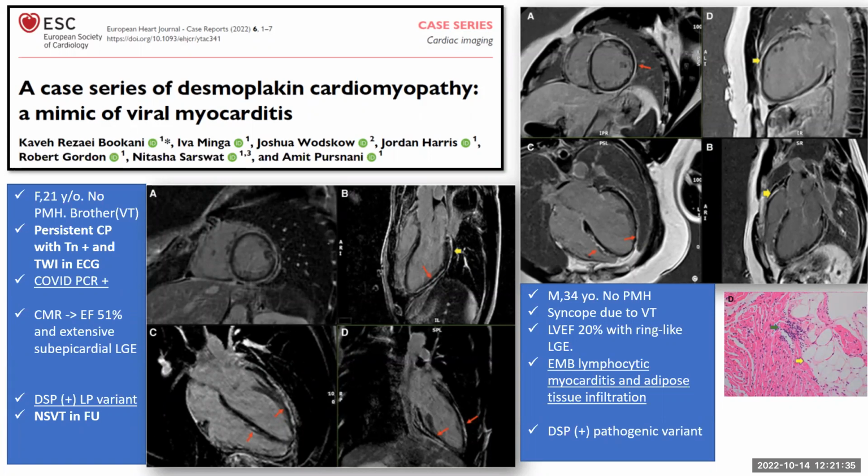On the right, we can see a 34-year-old male that presented with syncope and VT. He had severe LV enlargement and dysfunction with ring-like mid-wall and subepicardial LGE on CMR. He underwent endomyocardial biopsy that found the coexistence of lymphocytic myocarditic changes with adipose tissue infiltration. Genetic testing also came out positive for a desmoplakin pathogenic variant.